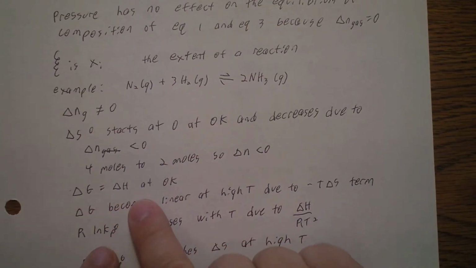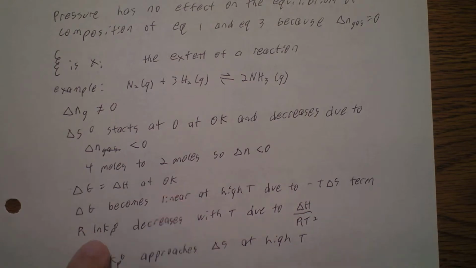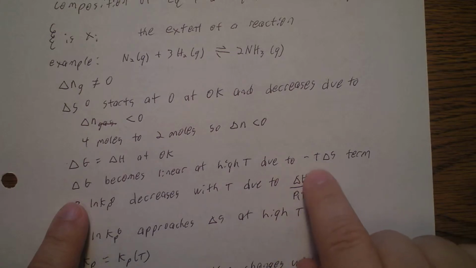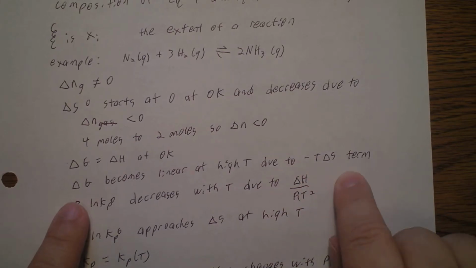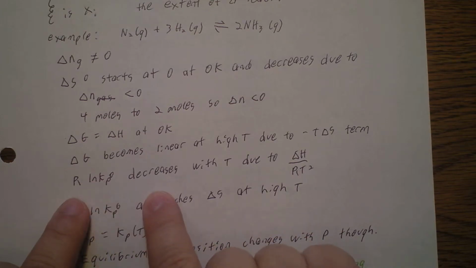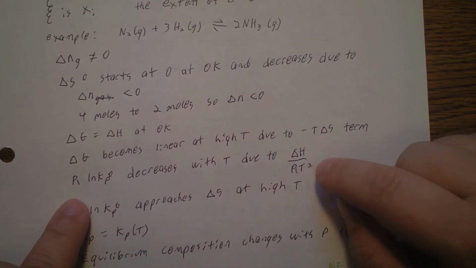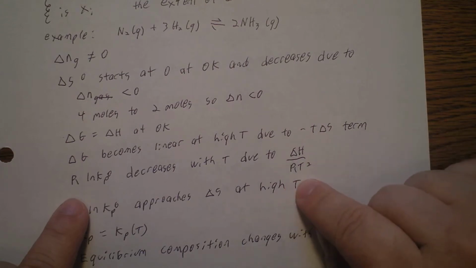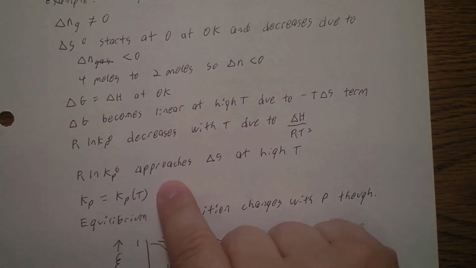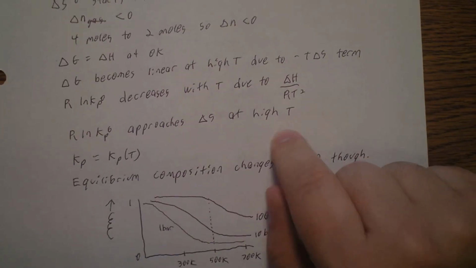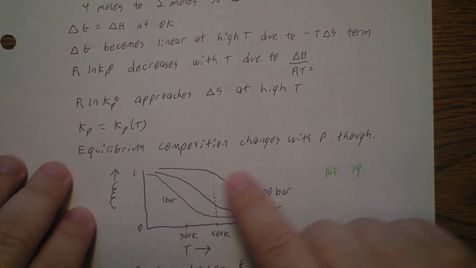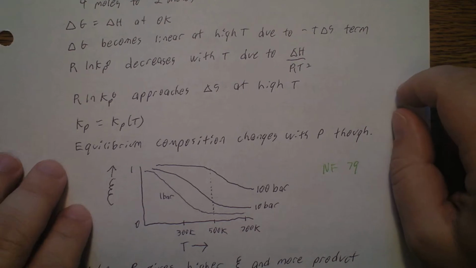So delta G naught is equal to delta H naught at 0 kelvins. Then delta G becomes linear at high temperature just due to the minus T delta S term. Now R times the natural log of Kp naught decreases with temperature due to the change in enthalpy divided by RT squared. Then R times the natural log of Kp naught approaches delta S at high temperature. So Kp is a function of temperature. Equilibrium composition changes with P though.